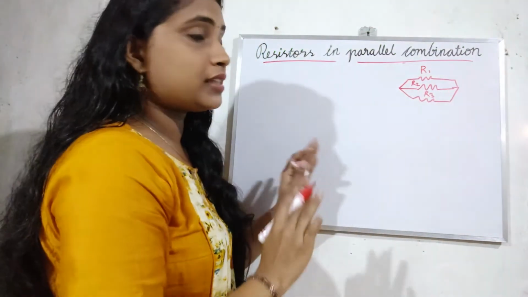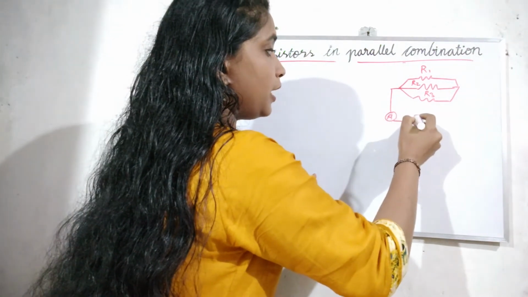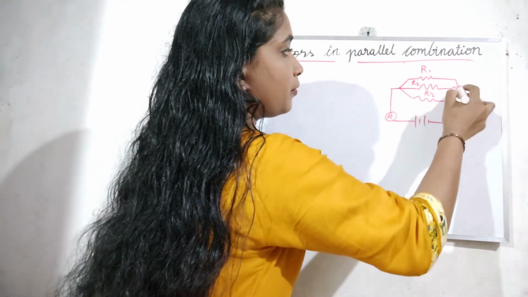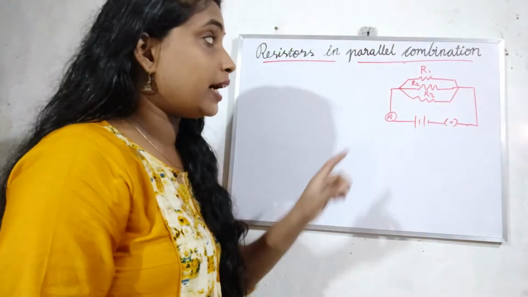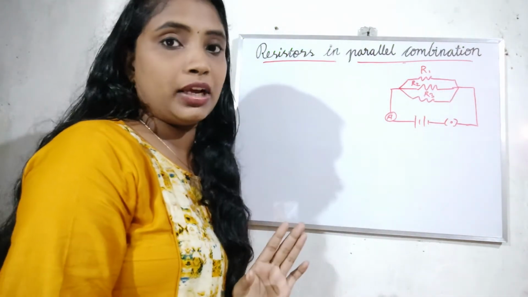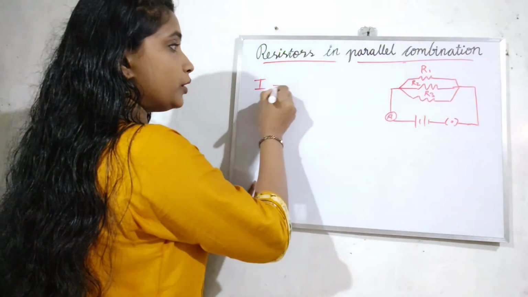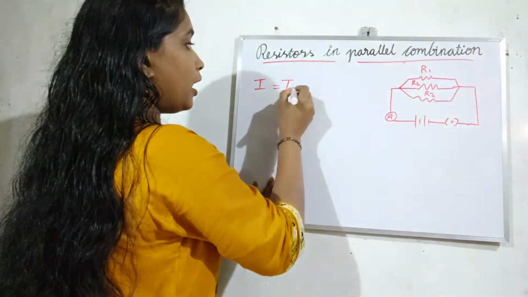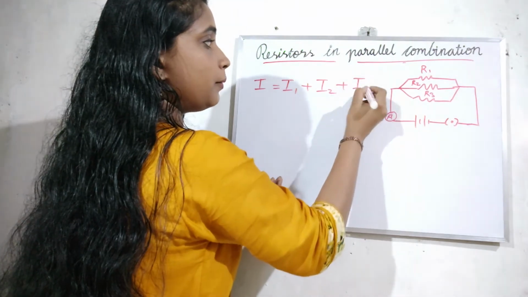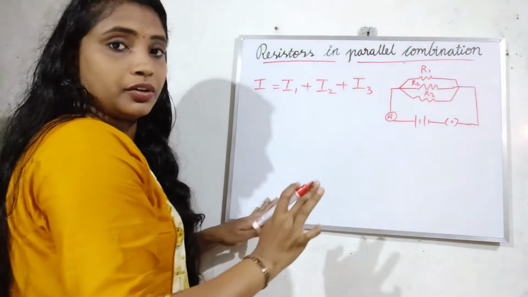Now let's complete the circuit by using an ammeter to measure the current, two cells to form a battery, and a key, and complete the circuit. But we know that the voltage across the junctions of these three resistors will be equal. So we can write the current I is equal to the current in R1, I1, plus that of R2, I2, plus the current in R3, I3. This we know.